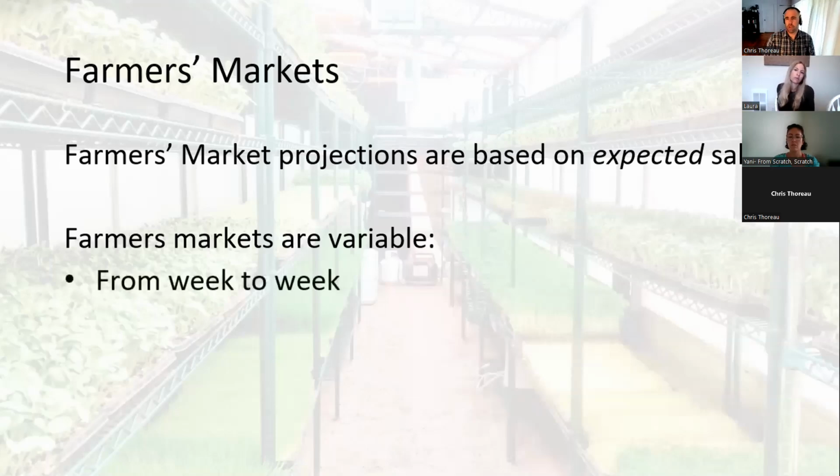So number one is from week to week. One week you might do really well at the market, the next week might be a little slower. Maybe it's a long weekend. Maybe there's a conflicting event that's pulling a lot of people that might have gone to the farmer's market to something else. All sorts of things can happen. So week to week, it's really variable.